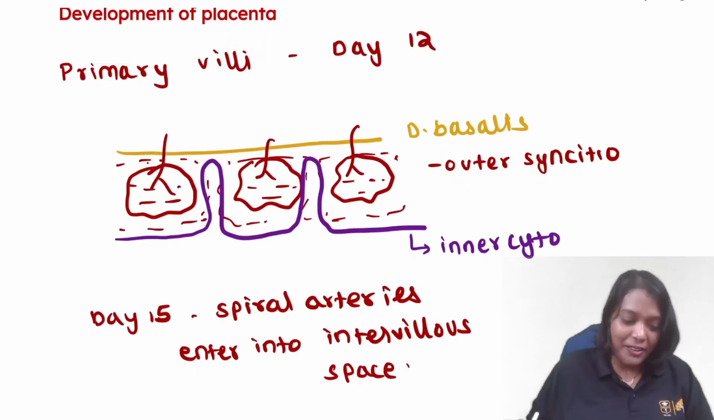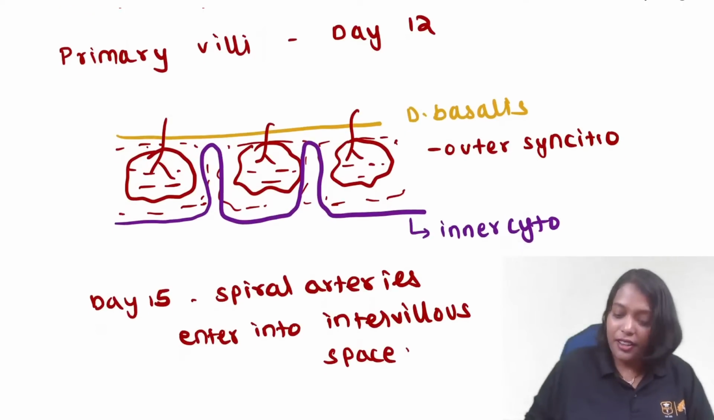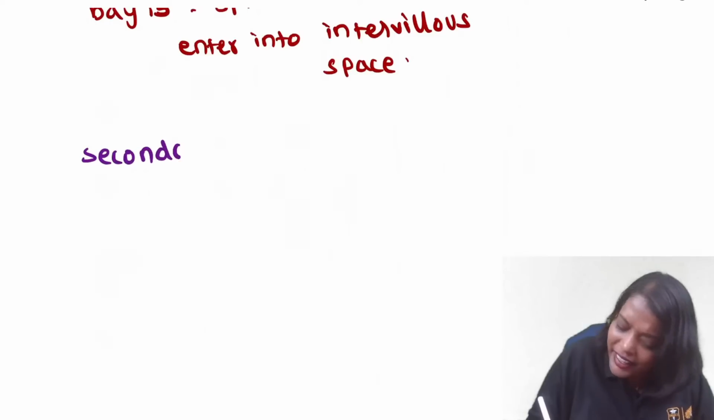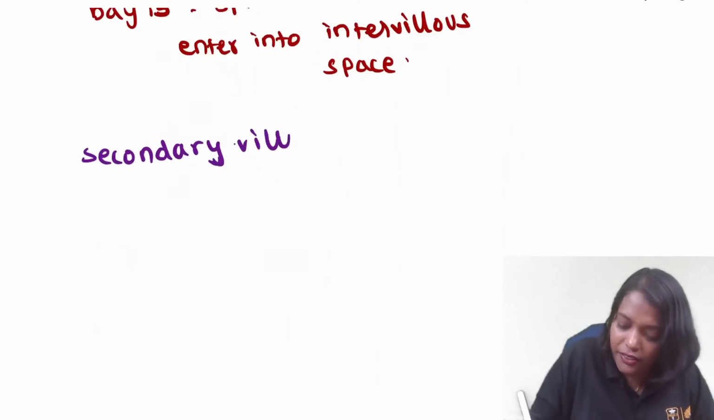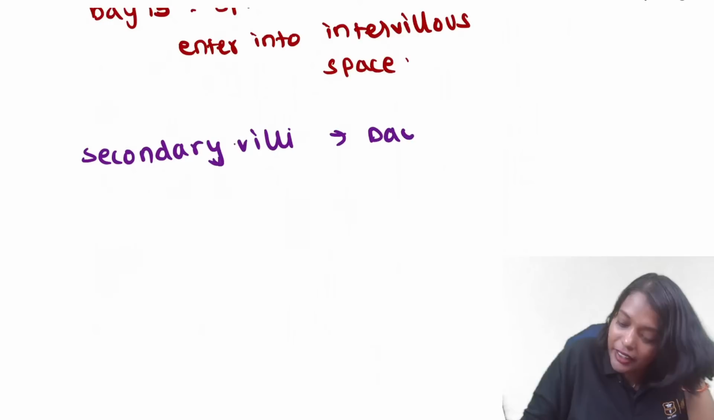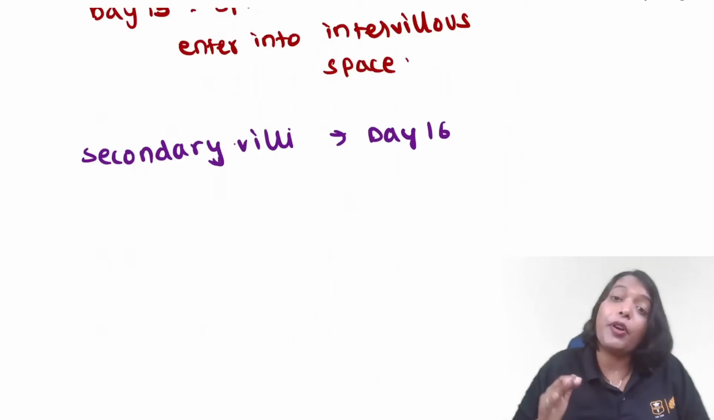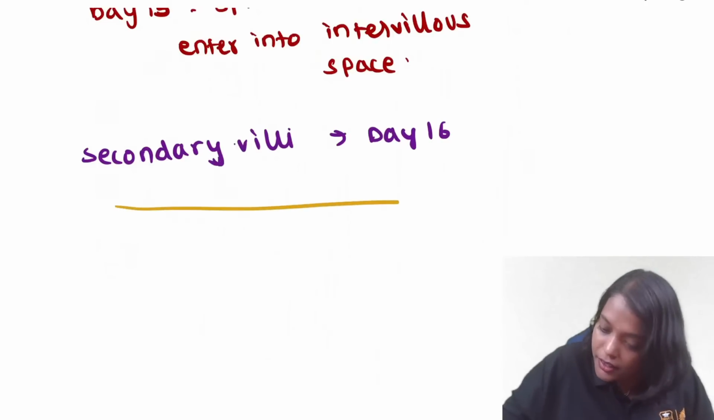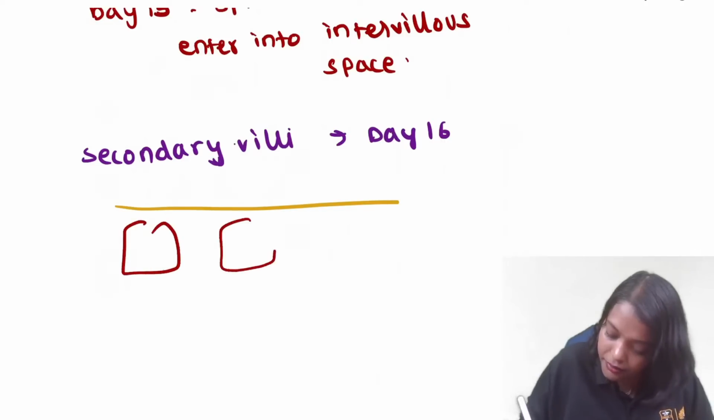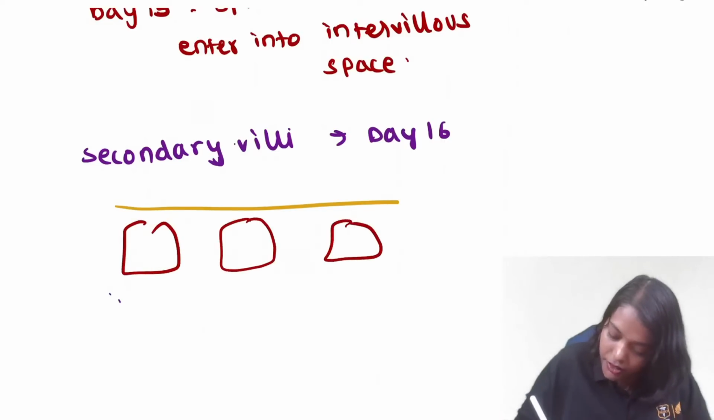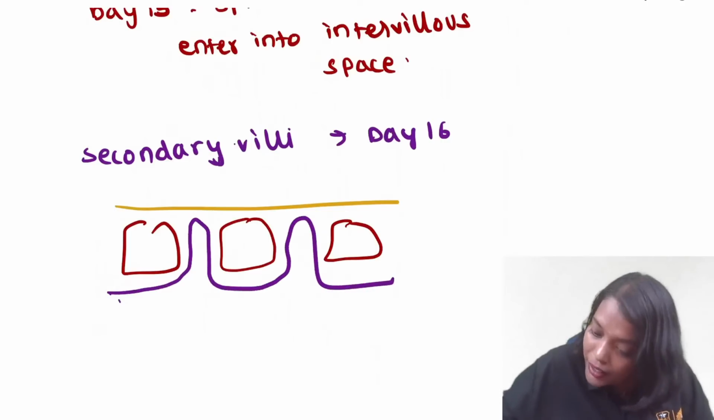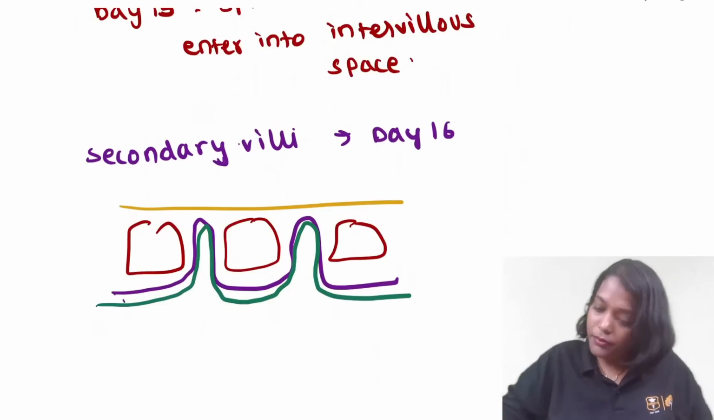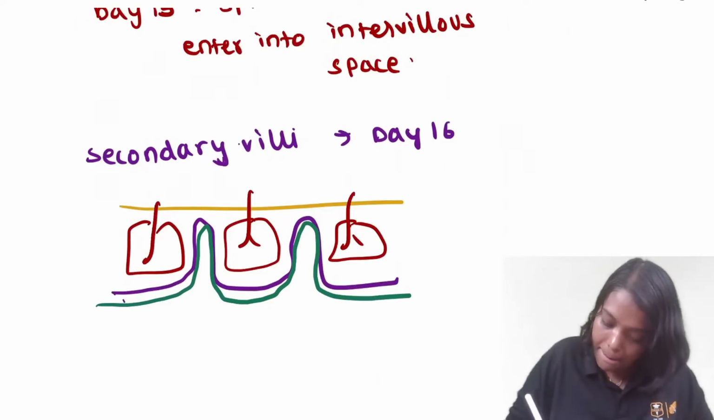Now we'll go for the secondary villi. Very good, Humera, excellent. Secondary villi is also the same as primary villi itself. So secondary villi is formed on day 16. Only thing extra in the secondary villi is that extra embryonic mesoderm also enters into it. So first deciduum basalis, then you have the intervillar space, then you have the syncytio and cytotrophoblast. Now one thing extra is extra embryonic mesoderm. So this is the secondary villi.